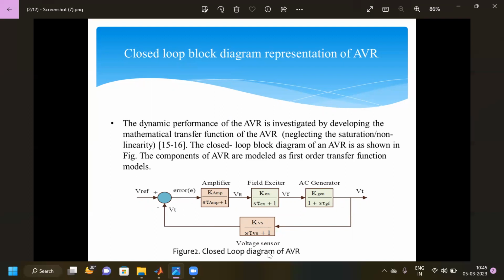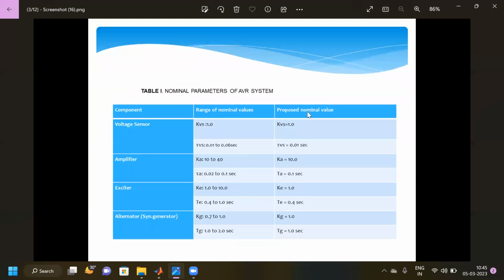By using this block diagram, without any controller, we will get a waveform. Here we will take nominal parameters of the voltage sensor, amplifier, exciter, and synchronous generator. These are the proposed nominal values: the voltage sensor takes 1.0 and 0.01 seconds. Amplifier 10 and 0.1, exciter 1.0 and 0.4, and generator 1.0 and 1.0 seconds.